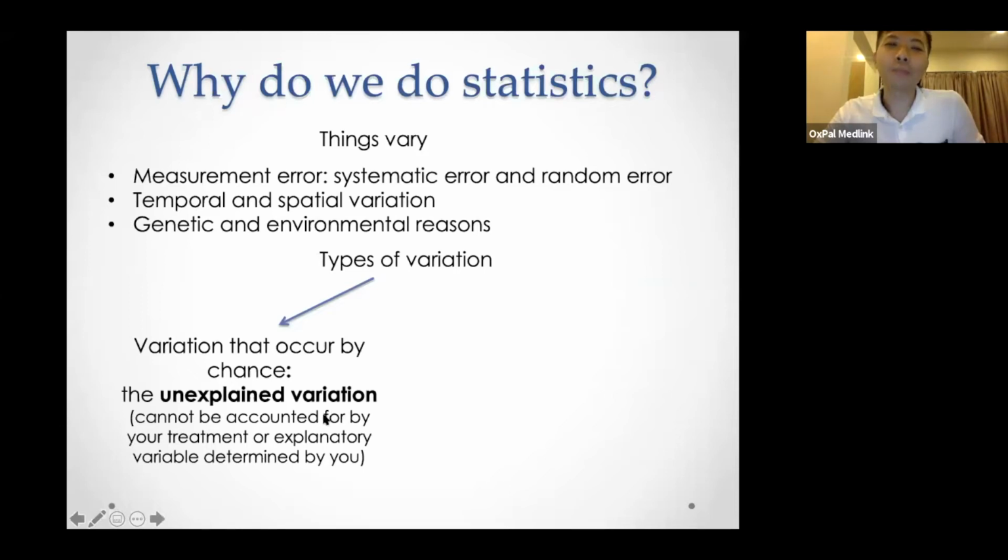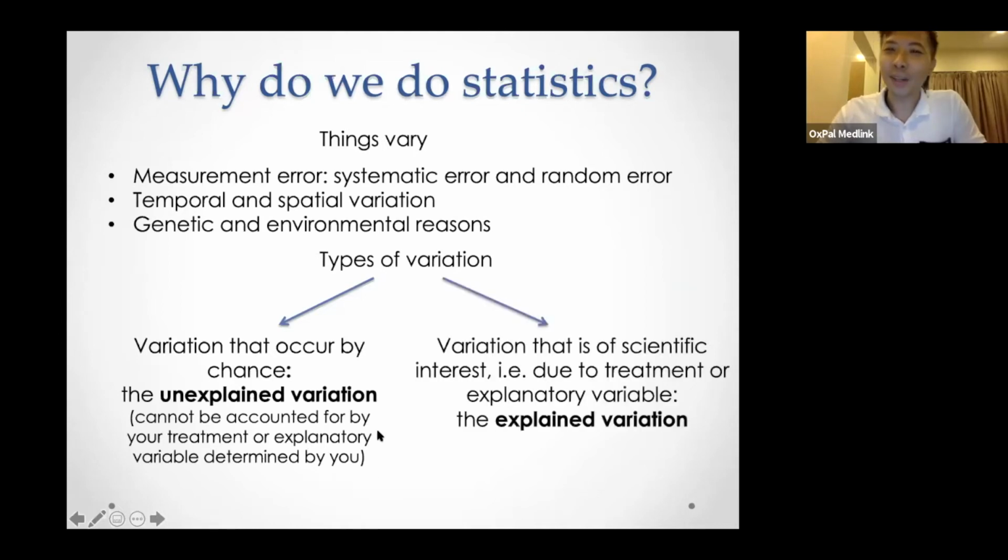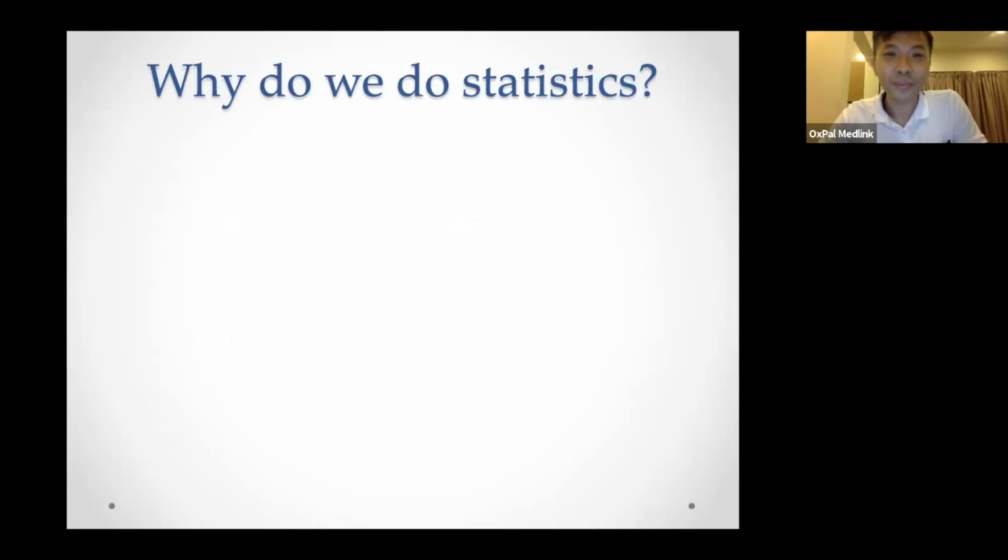So the unexplained variation cannot be accounted for by the treatment or the explanatory variable determined by you. And the other side is, not surprisingly, the variation that is of scientific interest due to the treatment or the explanatory variable. So this is what you place in the statistical model.